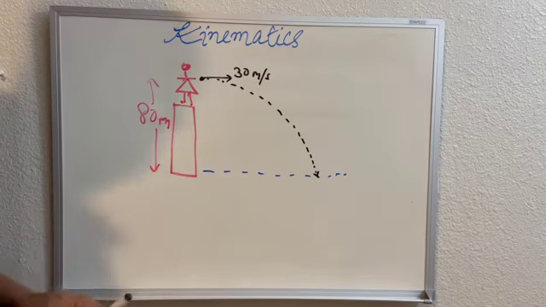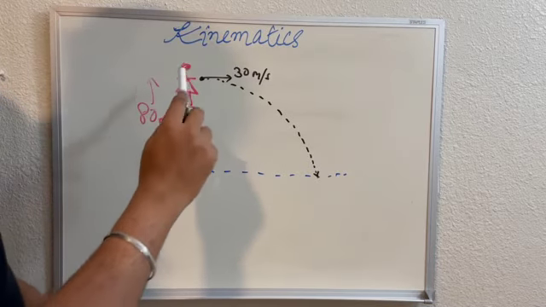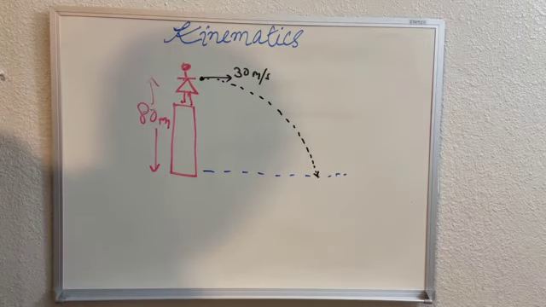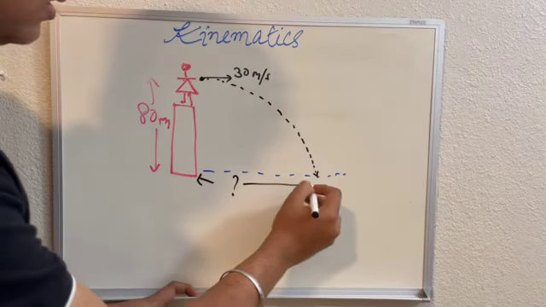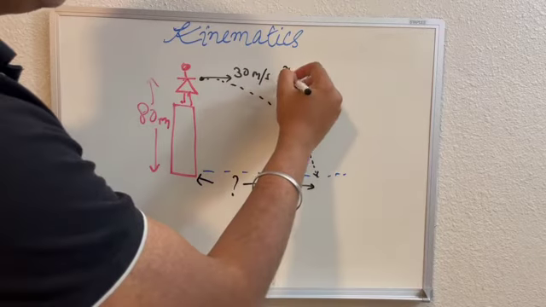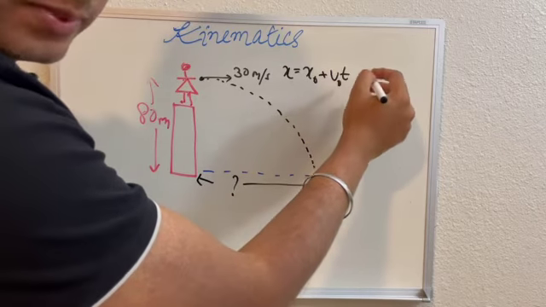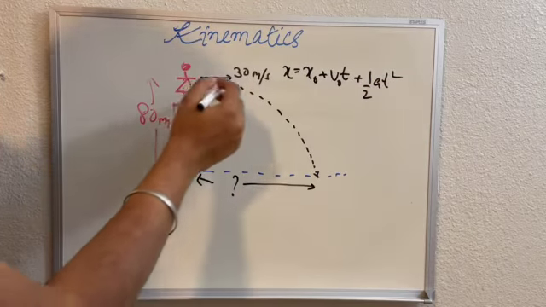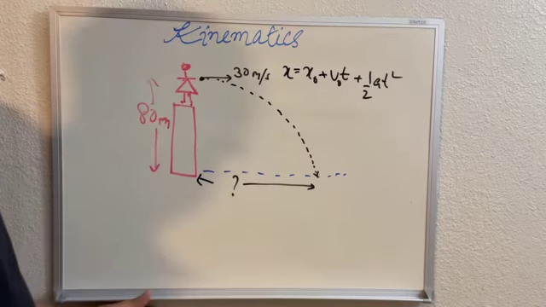This problem is about a person standing on top of a bridge. The bridge is 80 meters high and a stone is thrown in a horizontal direction. The question is, what's this length? At what distance will it hit the water? In order to solve this problem, we will use the equation x is x naught plus v naught t plus half a t square. We know the vertical speed is 0 and the horizontal speed is 30 meters per second. We know this is 80.